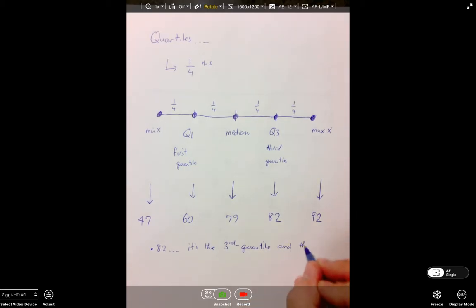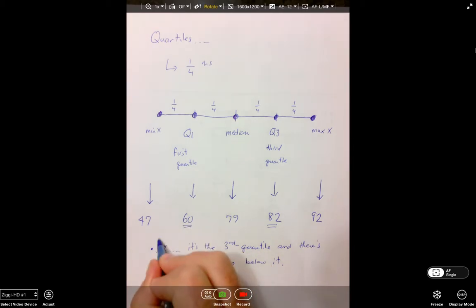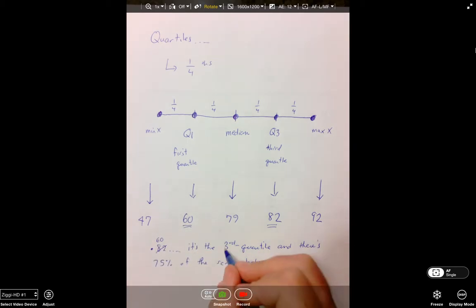And there's 75% of the scores below it. So our Q3 is 82. And we describe things in terms of location as percent below. And 75% of the scores below it. How would we describe the 60? Same thing. It's the first quartile. And there's 25% of the scores below it.